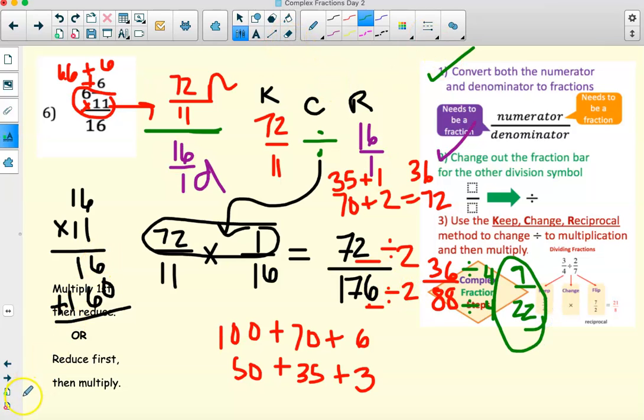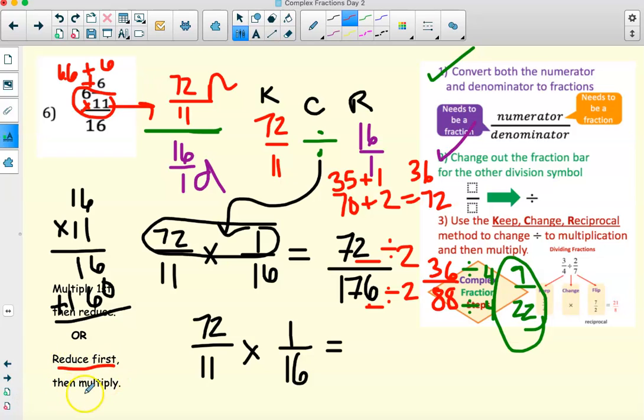We'll do this one more way. Now we're going to reduce first and then multiply. 72 and 16 can both be divided by 8. 16 divided by 8 is 2. 72 divided by 8 is 9.